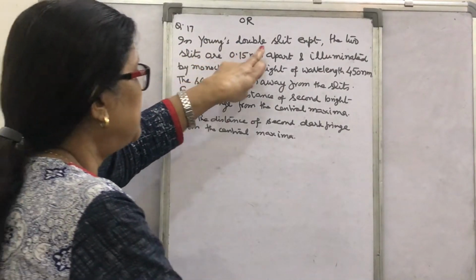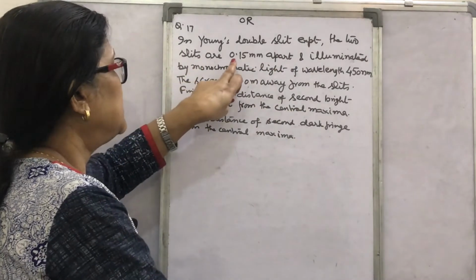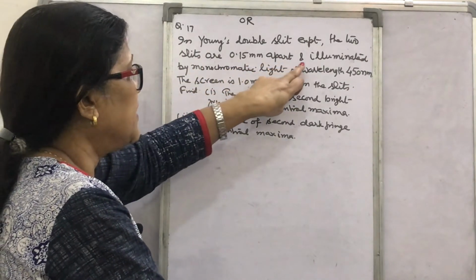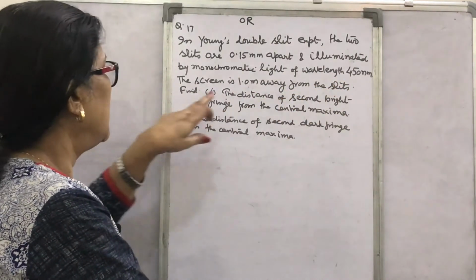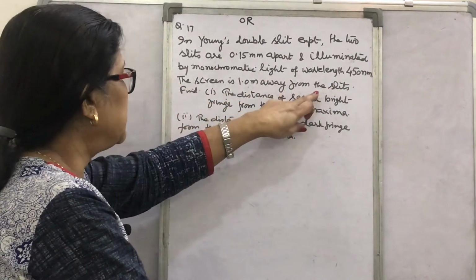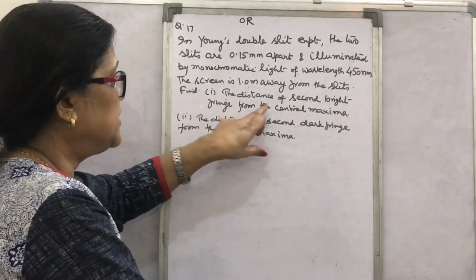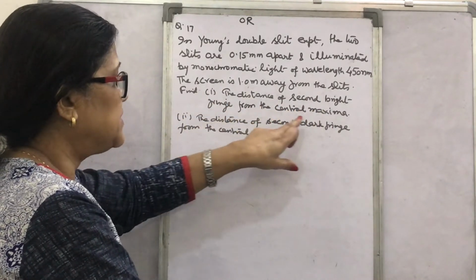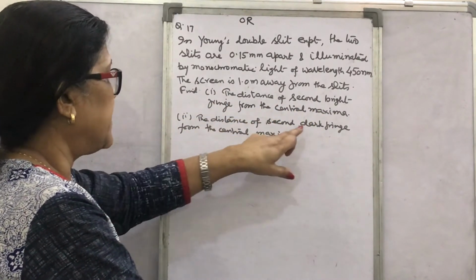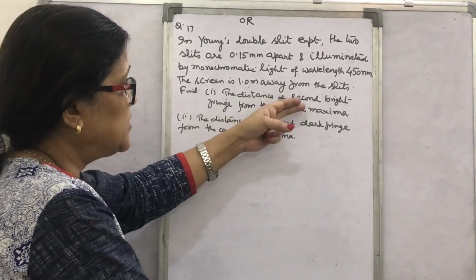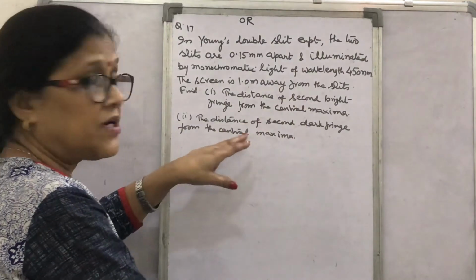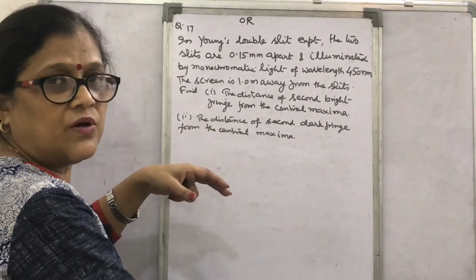In Young's double slit experiment, the two slits are 0.15 mm apart and illuminated by monochromatic light of wavelength 450 nanometer. The screen is 1 meter away from the slits. Find the distance of the second bright fringe from the central maxima and the distance of the second dark fringe from the central maxima. You should know the relations for bright and dark fringes, only then you will be able to solve.